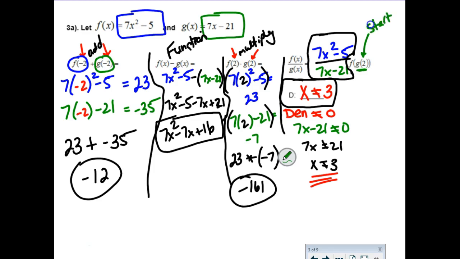So finding g of 2, hey, we found that a minute ago, didn't we? That was -7. So this right here is -7. So now what they want you to do is find f of -7. We did not find that yet. Okay, oh my gosh. Could I have made this any squishier? Alright, so function f, which is 7 times -7 squared minus 5.